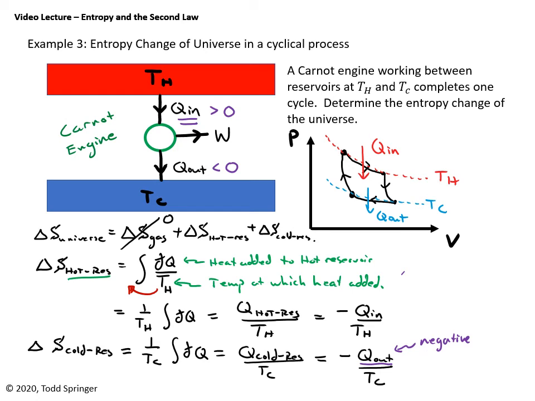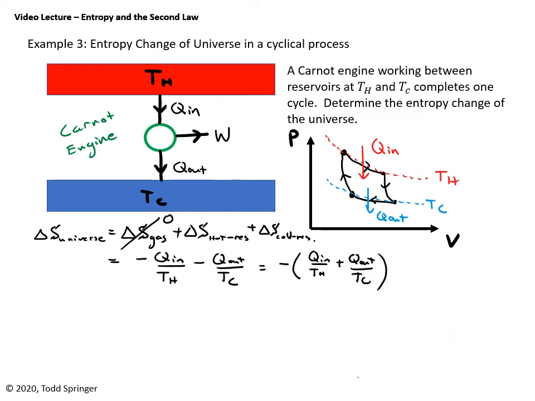We just have to collect everything together, and then we can write down the entropy change of the universe. So I just collected all the things from the previous slide. So the change in entropy of the universe is the change in entropy of the hot reservoir, which we said was minus Qin over TH, and the change in entropy of the cold reservoir, which was minus Qout over TC. And I can write that as shown here.